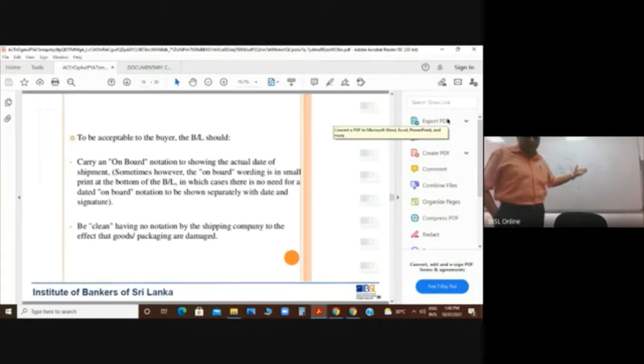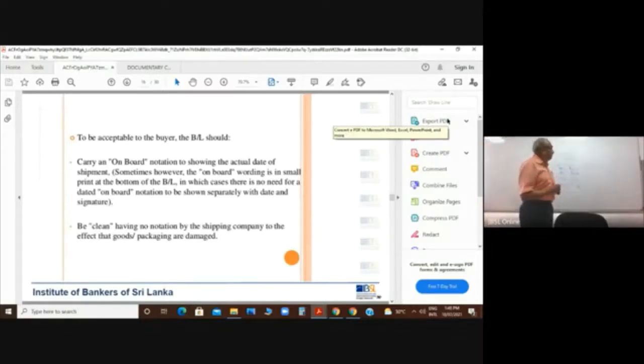Okay. Sometimes this onboard notation is in small print. And never mind, if it is there, then we are okay. Right? Then clean, having no notation by the shipping company to the effect that goods or packaging are damaged. Right? The BL should be a clean BL. Clean BL means no damages to the goods.